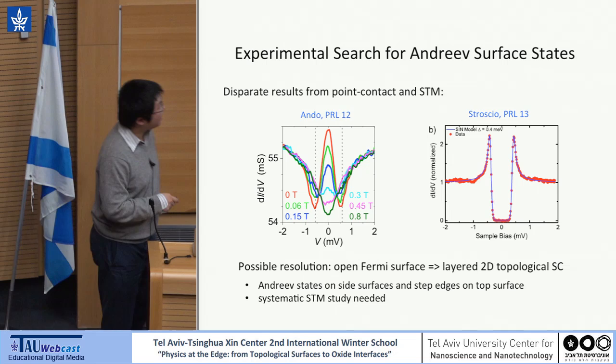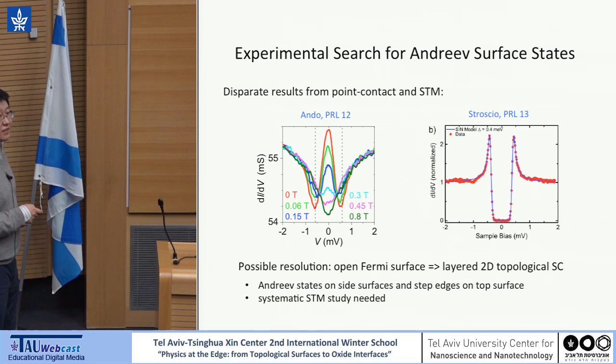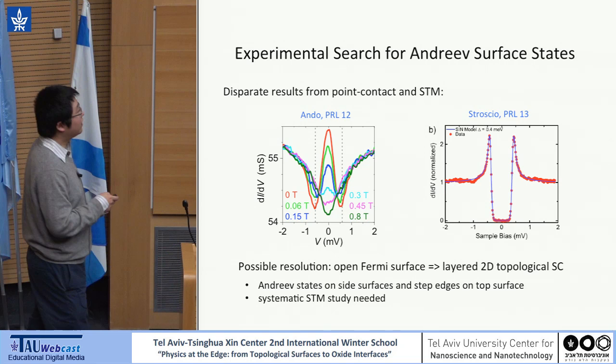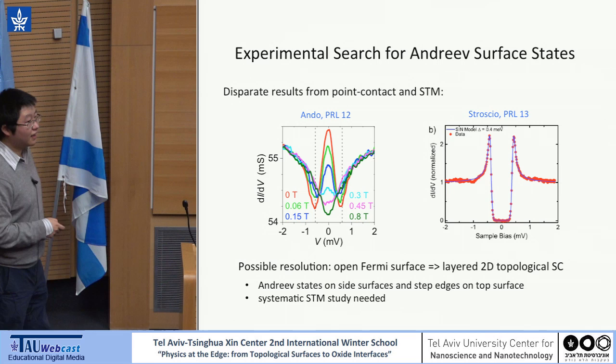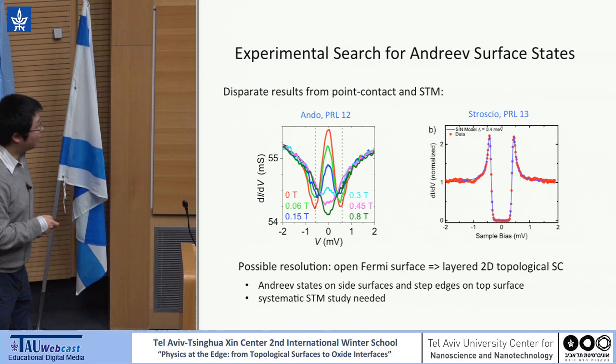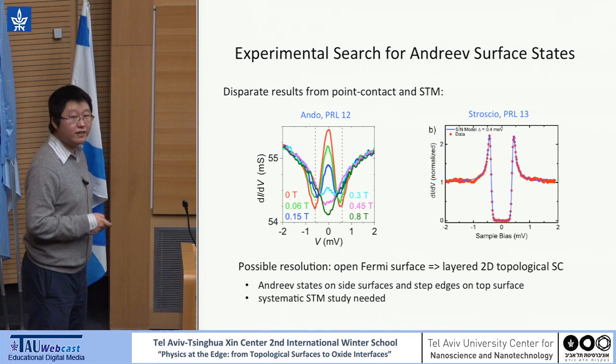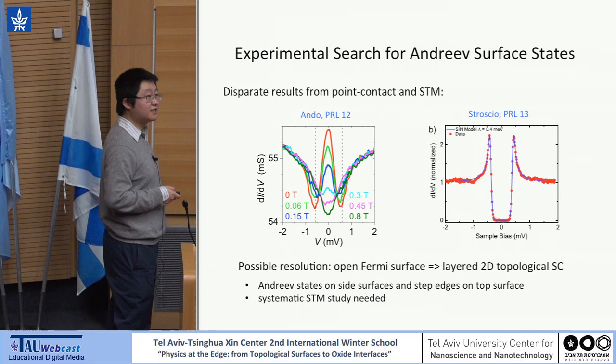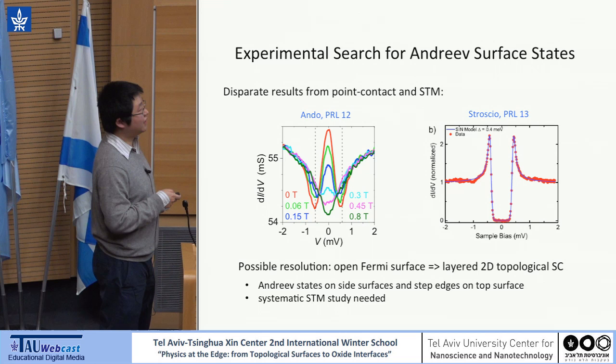Then coming back to this point contact and STM experiment aiming to look for surface states. So as we heard yesterday, one possible resolution of this paradox is that the Fermi surface is actually a cylinder, as Uram's group mentioned. And if that's the case, then the superconducting state with this delta 4 pairing will become topologically equivalent to layers of 2D topological superconductors. And in that scenario, the Andreev state would appear on the side surface. That's why the tunneling STM experiment may see a full gap in that case.